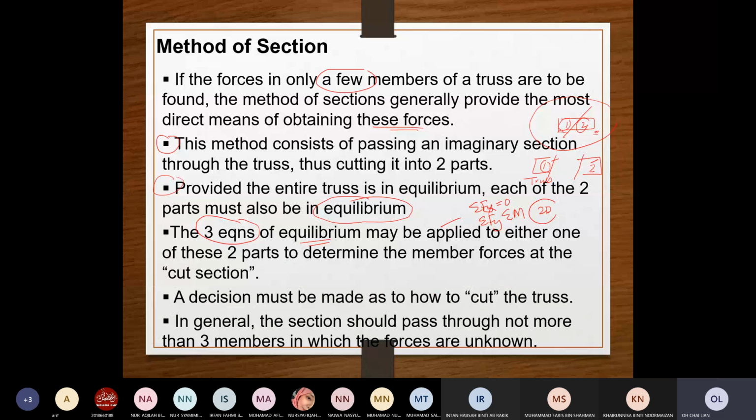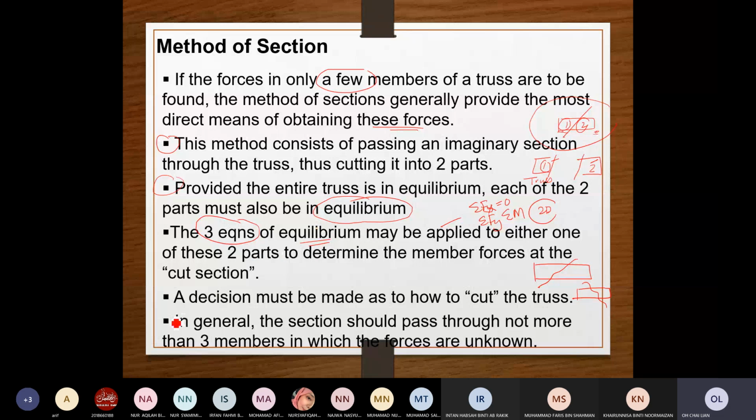The challenge, something that you need to make a decision on, is where shall I cut the truss so that I can get all the member forces that I wish to obtain in one cut. For example, if you have this truss, you might think of cutting in this way, or you might think of cutting in this way. So you need to make a decision. We will go through one example later.